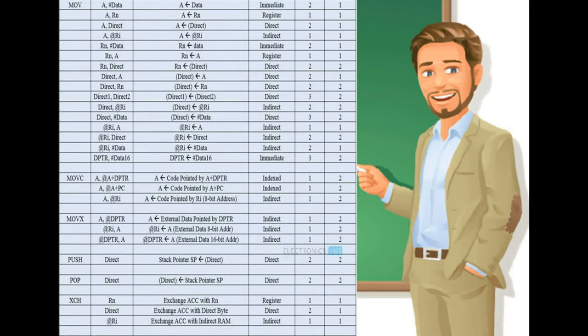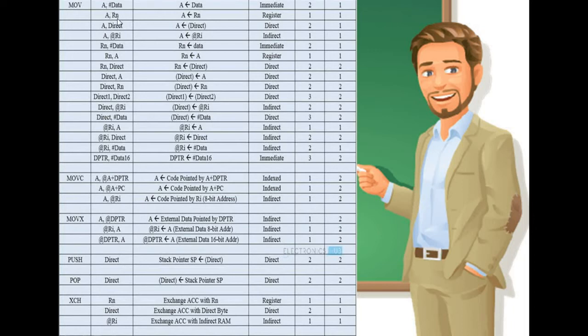Coming to the data transfer instructions, here we have MOV, MOVC, MOVX, PUSH, POP, XCH, and XCHD, exchange data. First one, MOV A comma #data, is an immediate data. That means the data is directly moved to A.